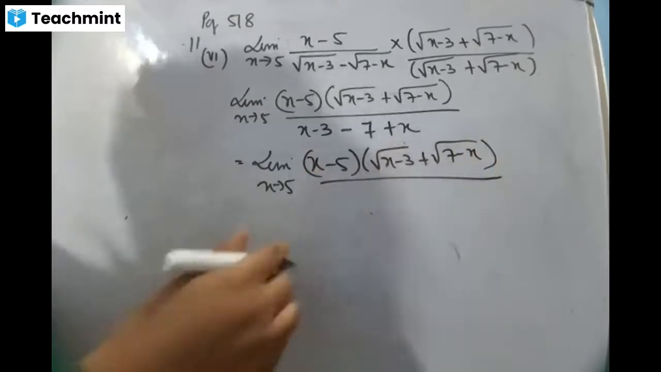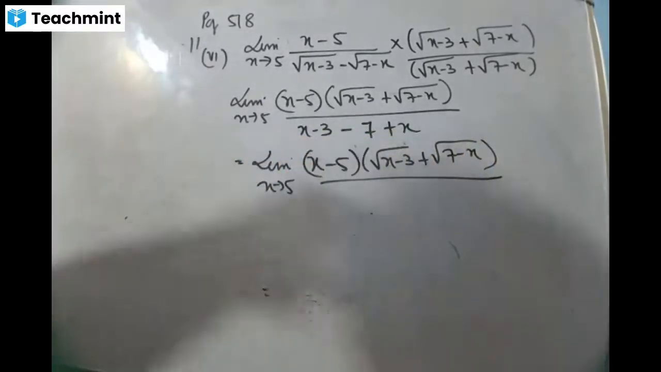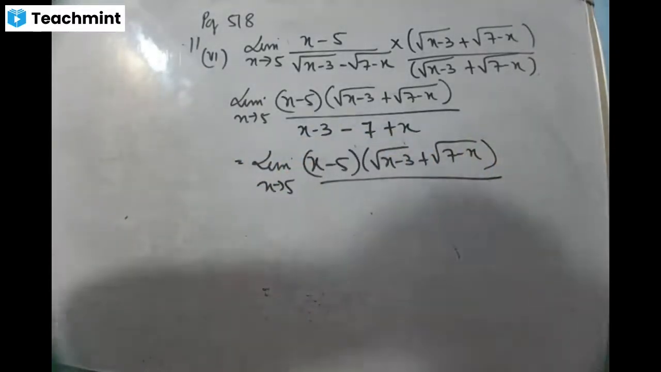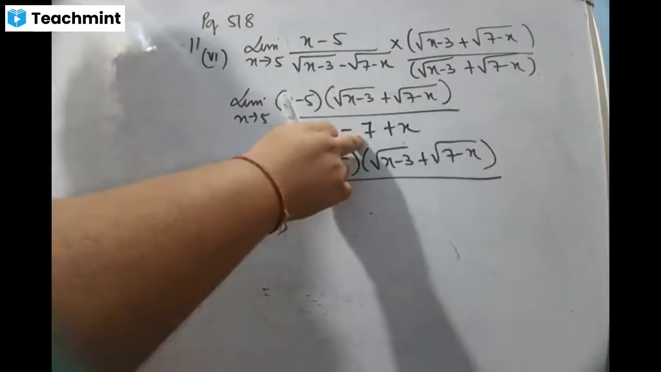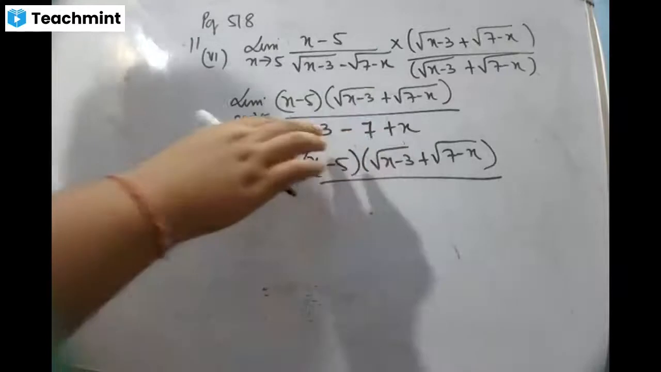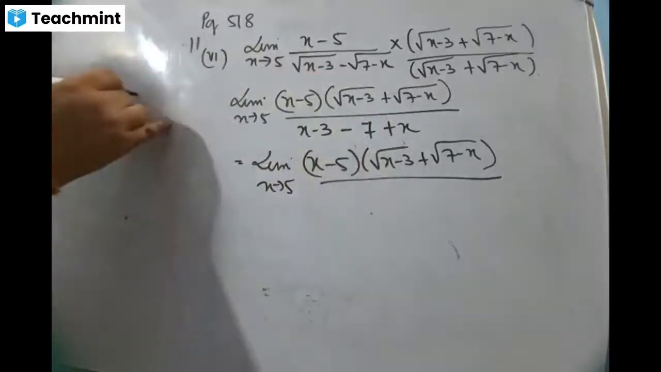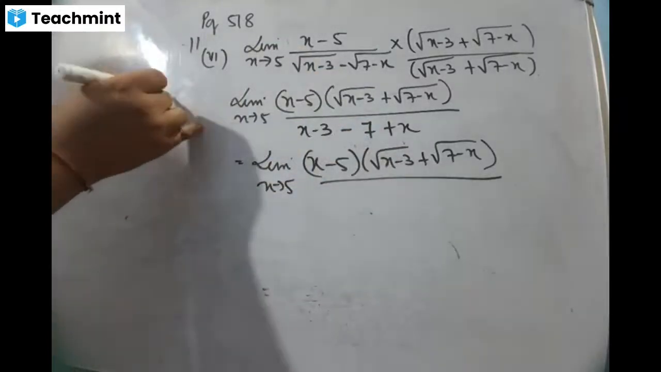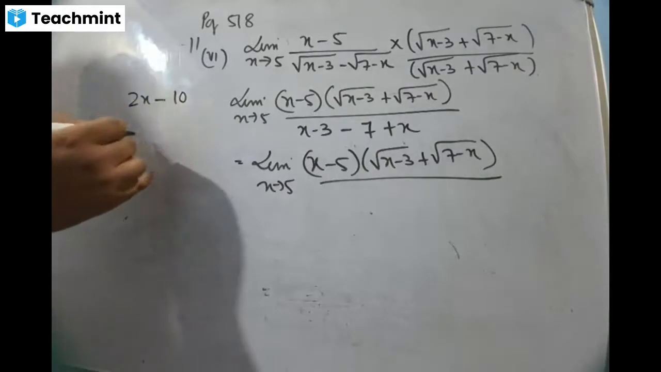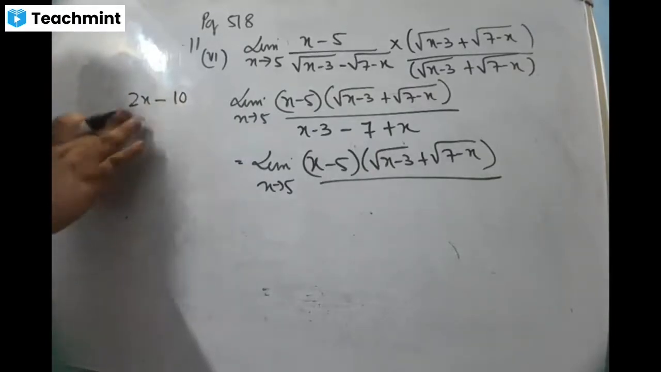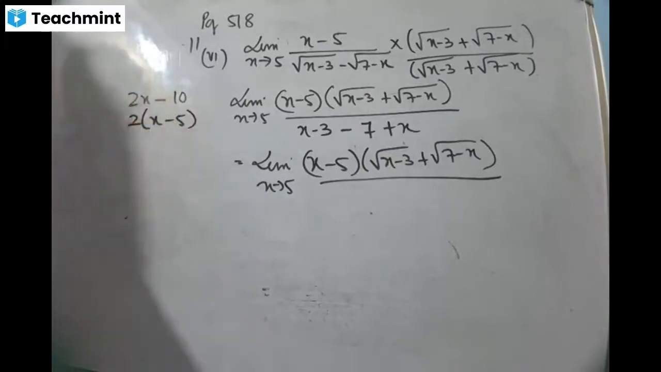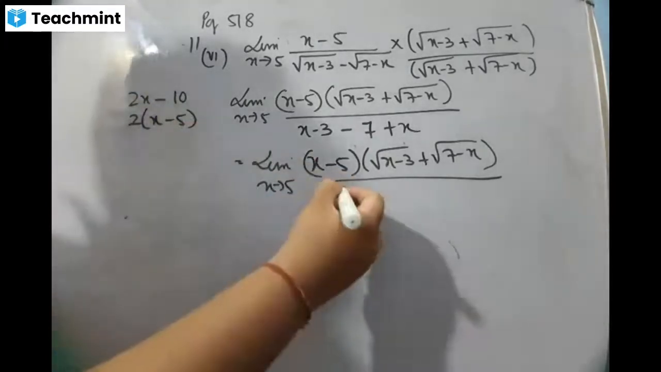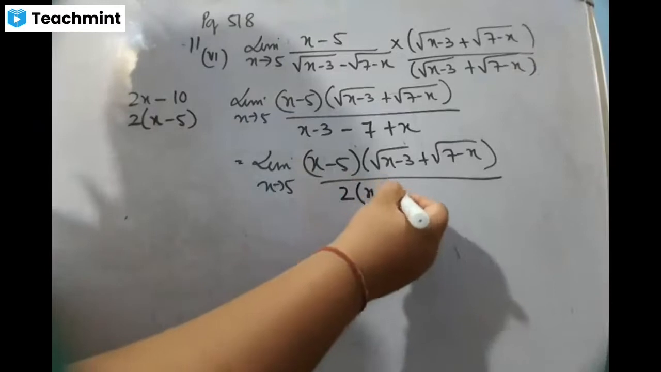what is x plus x? X plus x is 2x, isn't it? X plus x is 2x. Minus 3 minus 7 is minus 10. So everyone just look out here. So x plus x is 2x and minus 3 minus 7 is minus 10. So if I take 2 common, then I'm gonna get x minus 5, isn't it? So if I take 2 common, I'm gonna get x minus 5.